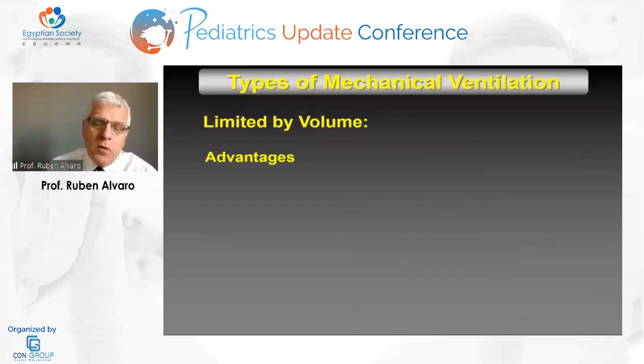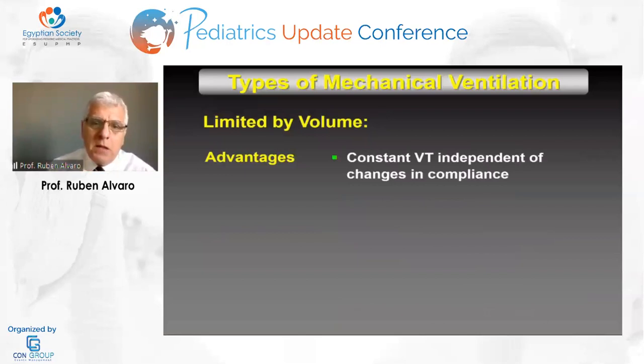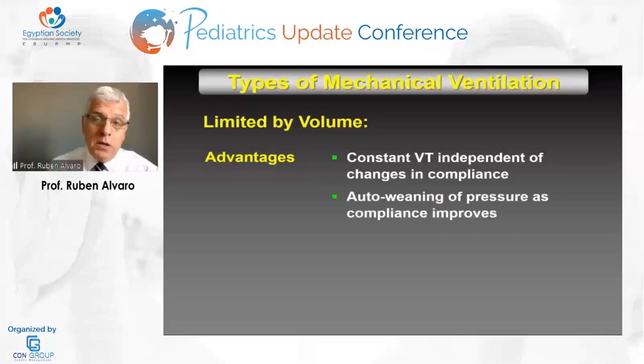The advantage of the volume ventilator is that the VT, the tidal volume, is constant and is independent of changes in compliance. So what changes here in the volume ventilator is the pressure. If your compliance gets better, you're still delivering the same volume, but all of a sudden your pressures are going to go down. Okay. If your compliance gets worse, you're still delivering your volume, but now the peak pressure you're measuring is going to be much, much higher. Okay. So it's auto-weaning as compliance improves. You don't need to worry about weaning anything. As the lungs get better, you're still delivering the same volume, and the pressure will start going down on its own as the compliance gets better.